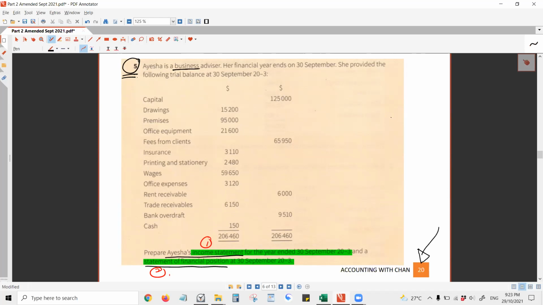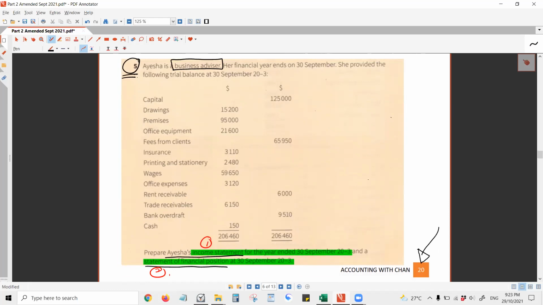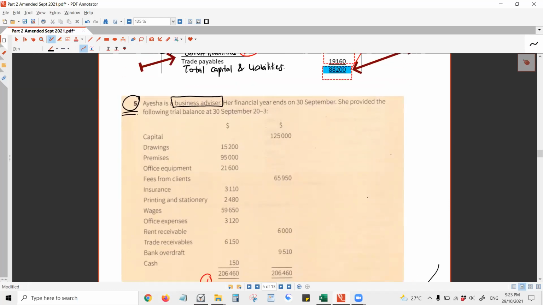So let's see. Ayesha is a business advisor. So try to imagine whether or not you have come across any business advisor. What would a business advisor do? They will advise people on how to run the business, right? They must be the experts who teach people how to run a good business. I'm not too sure if you have come across any business coach. There's a career known as business coach. That means they coach people on doing businesses.